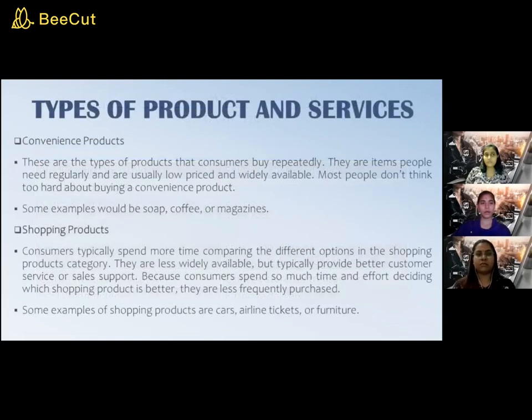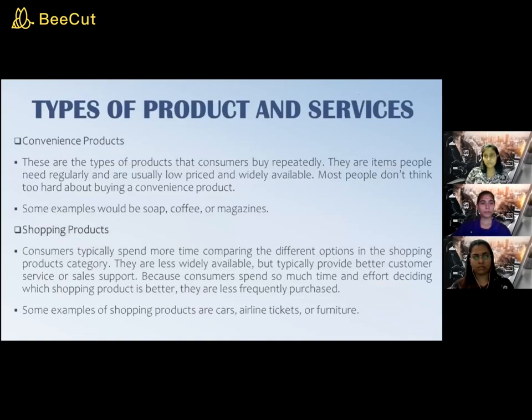Now let's look into the types of products and services. Convenience products. These are the types of products that consumers buy repeatedly. They are items people need regularly and are usually low price and widely available. Most people don't think too hard about buying a convenience product. Some examples are soap, coffee, or magazines.